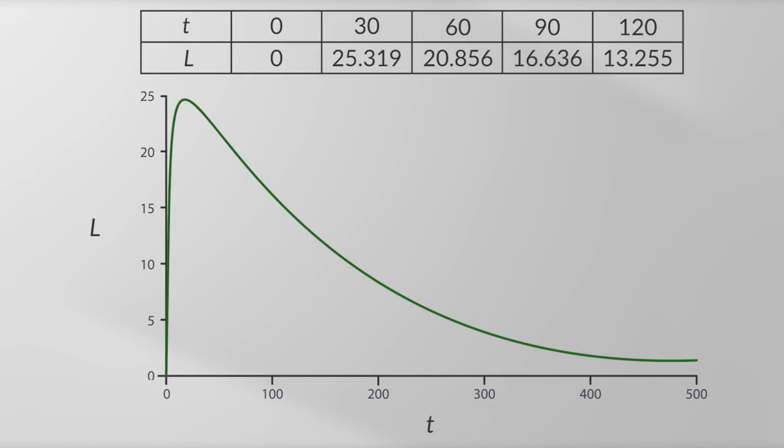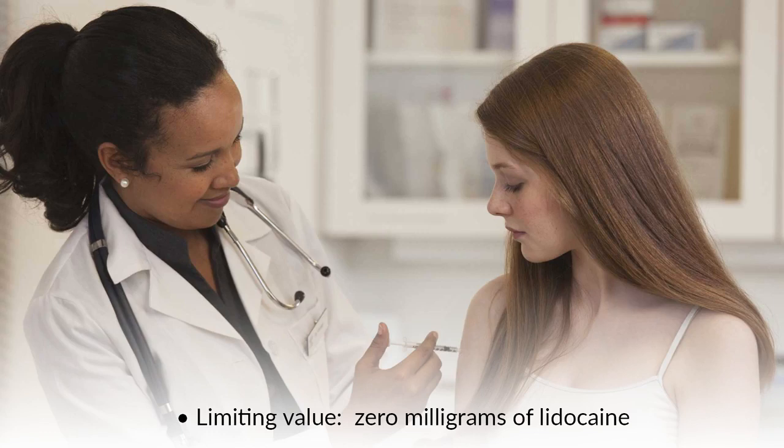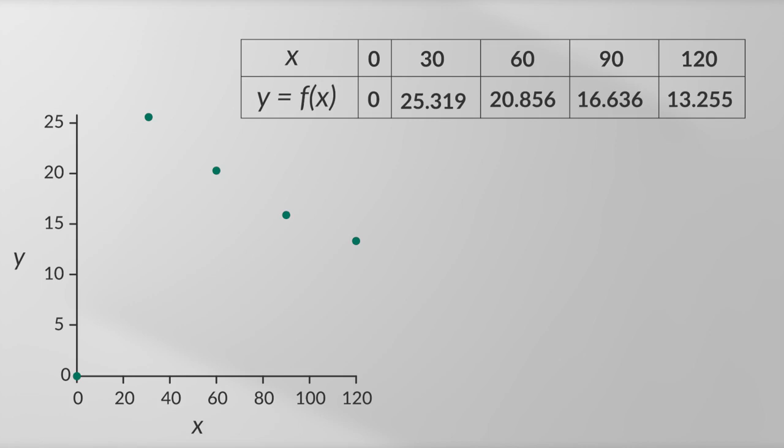This particular function actually has a limiting value, which is 0 milligrams of lidocaine. The limiting value of a function is the output value when the input value is infinitely large. In the context of this problem, it makes sense that as time passes, if a patient is not given another dose of lidocaine, then we'd expect the lidocaine to be completely eliminated from the body, thus approaching 0 milligrams. In this unit, we will determine if a function has a limiting value, then use a table or graph of the function to find that value and interpret its meaning in the context of a real-world problem.